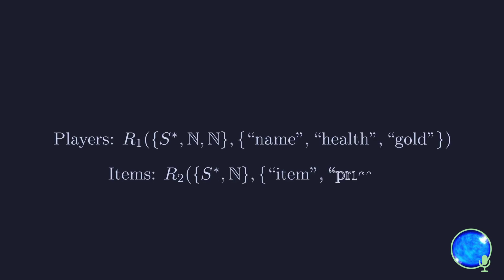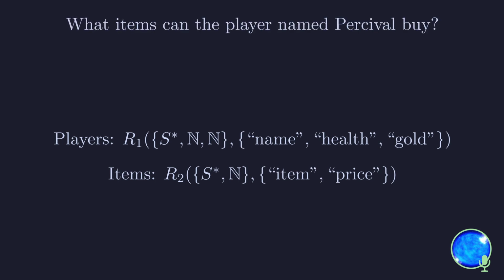As an example, consider the relations players and items from our second example in the Relational Algebra section. Here, we have renamed the player's relation to R1 and the item's relation to R2. Let's answer the same question from before, but using relational calculus. What items can Percival afford? We can answer this question with the following alpha expression.